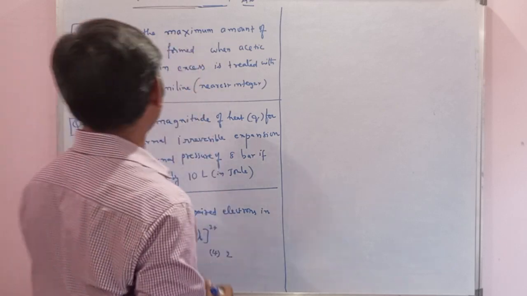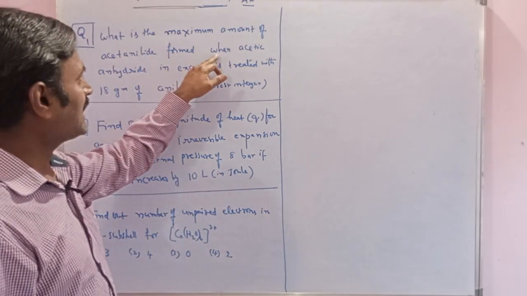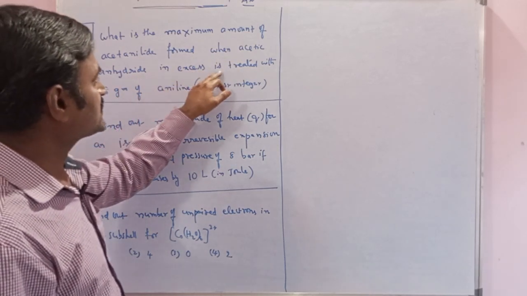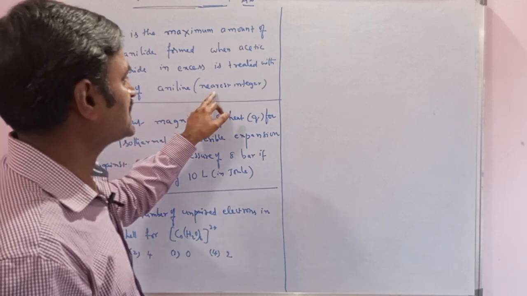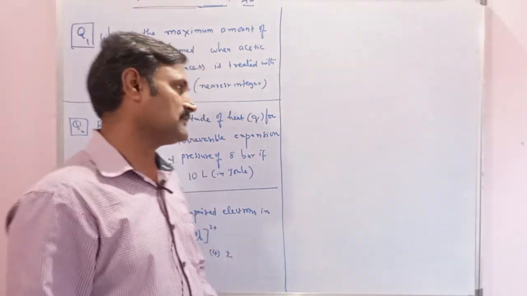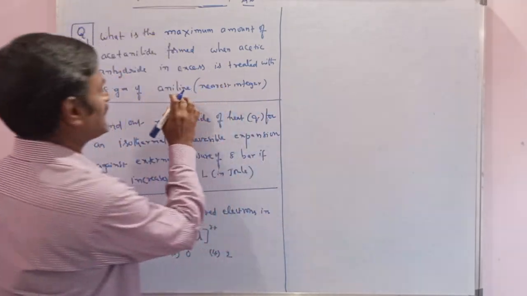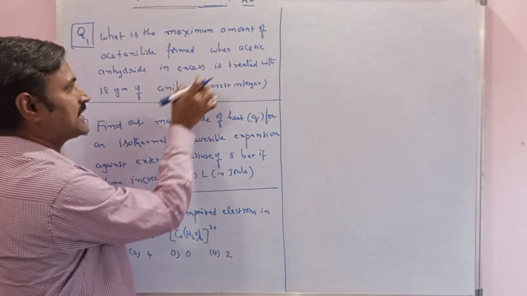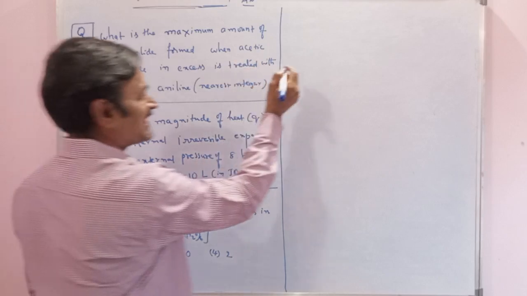What is the maximum amount of acetanilide formed when acetic anhydride in excess is treated with 18 grams of aniline? Nearest integer, you tell the answer. That's what they have given. So now we will understand one point here. The reaction is taking place between aniline and acetic anhydride, leading to the formation of acetanilide. First we will understand that equation.